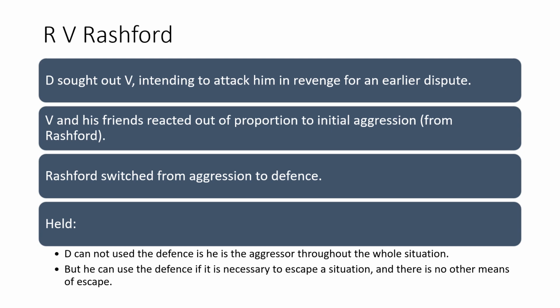In discussion of this case, the judge decided the defendant cannot use the defence as he was the aggressor throughout the whole situation. The only way you could use it is if you're trying to escape. So if you begin as the attacker, and then you switch to defence, and you use force trying to escape the situation, then you can use the defence. But if you just stay as the aggressor throughout the whole situation, you will not be able to use it.